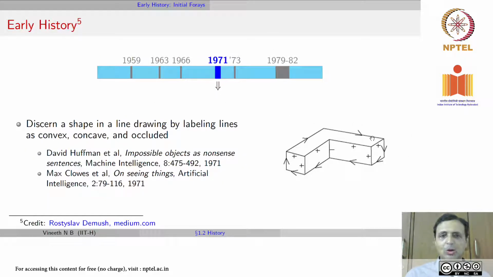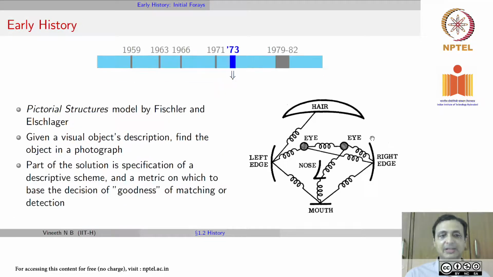Then the years went on, and in the early 1970s, there were also works where people tried to study how lines could be labeled in an image as, say, convex, concave, or occluded, or things of those kinds. So that was one of the efforts by Huffman and Clowes in the early 70s.